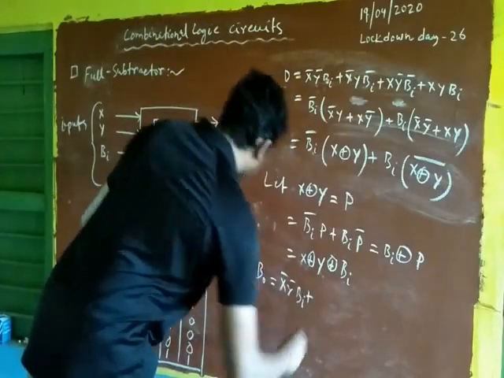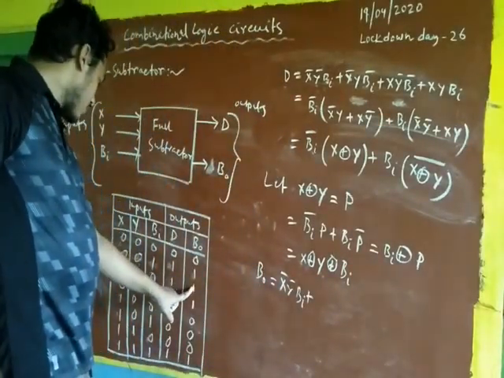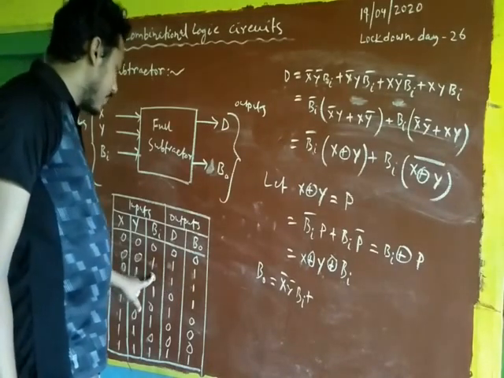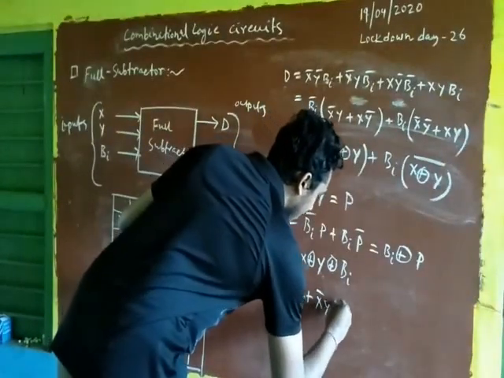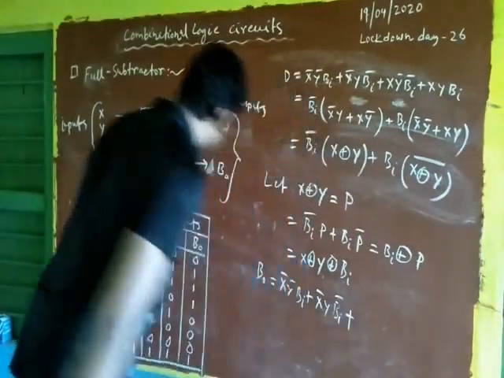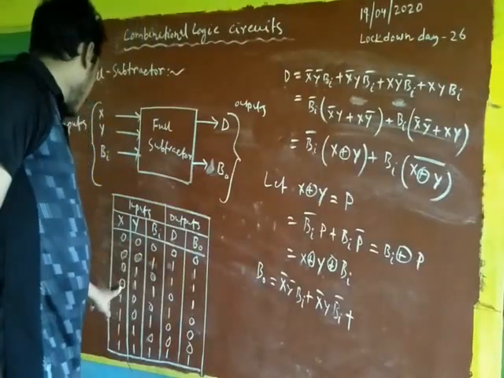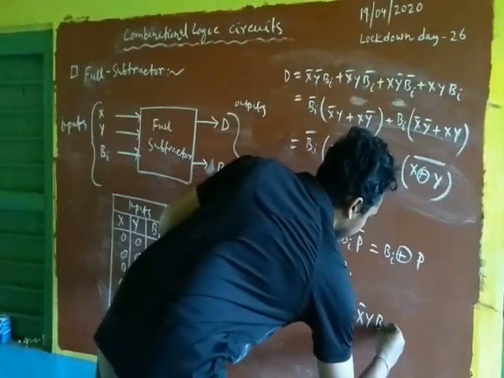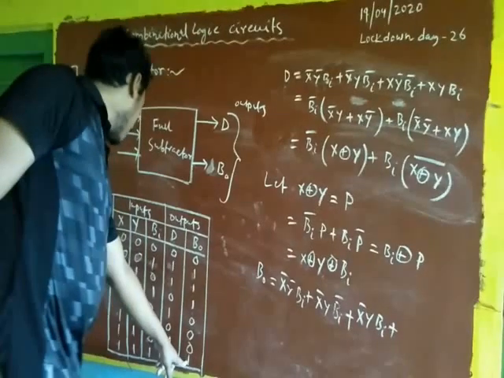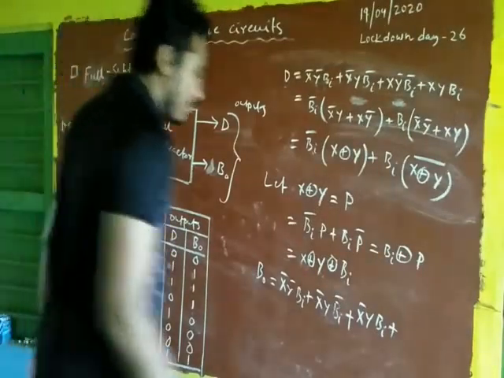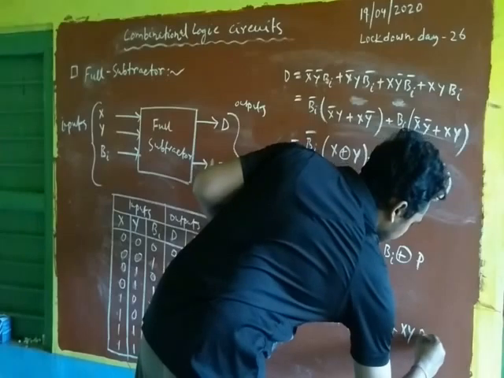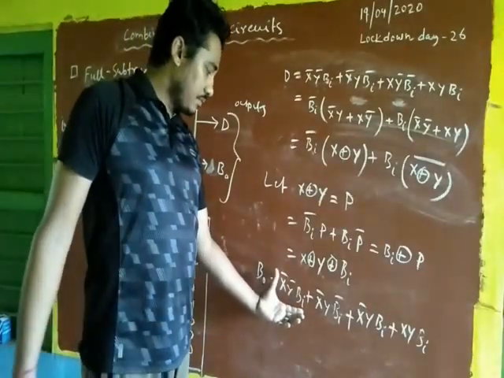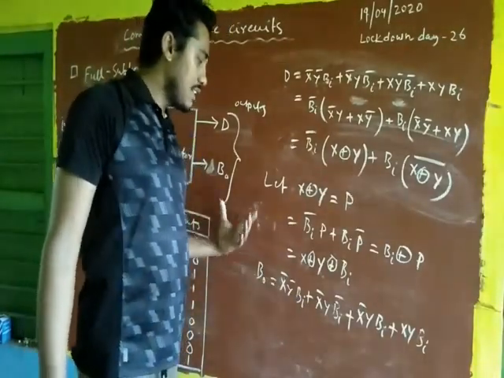Okay, plus for this one, what is the corresponding input combination? x bar y bi bar. So x bar y bi bar plus for this one, the corresponding input combination is x bar y bi. So x bar y bi, and for the last one, it is x y bi. Okay. Now we need to simplify this expression, either using Boolean algebra or using K-map method.